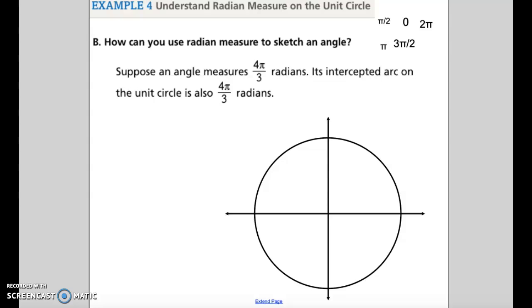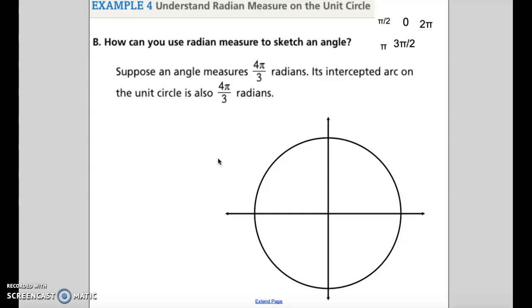Okay, so once you actually understand the unit circle, all of this practice just makes it come together a little bit more, because it's all about drawing these angles using and understanding radian measure. So here it says, how can you use radian measure to sketch an angle? Suppose an angle measures 4 pi over 3 radians. Its intercepted arc on the unit circle is also 4 pi over 3 radians.